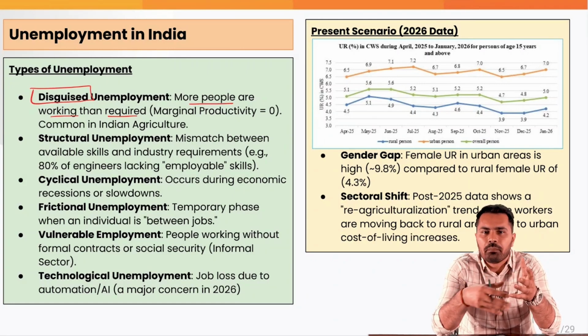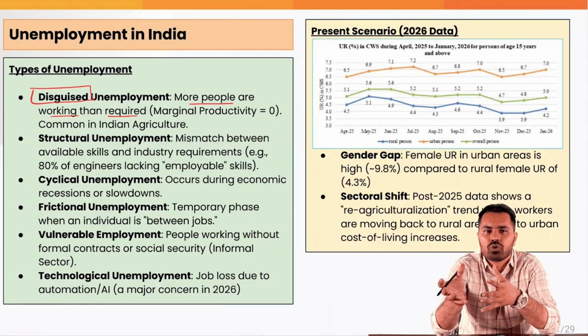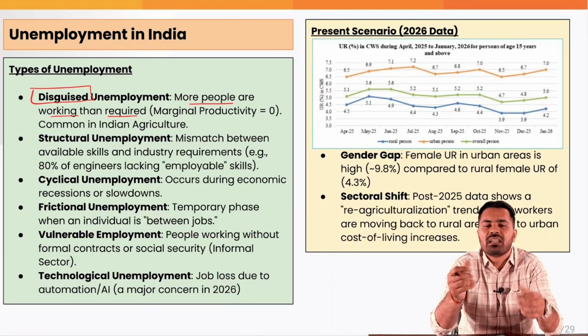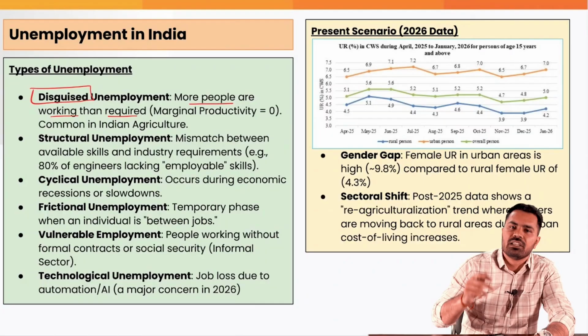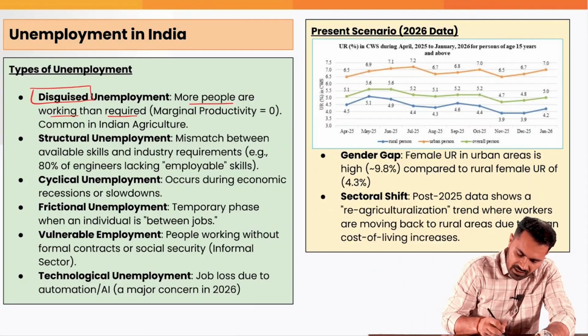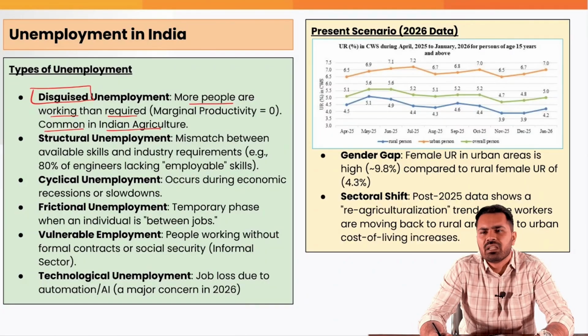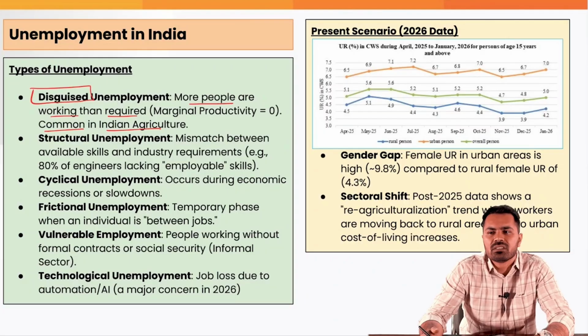But in the family's mind, that person will be seen as doing something. So they look employed, but they show disguised unemployment. And it is most common in Indian agriculture, where the entire family is working in agricultural fields, but the work can be done by fewer people also.